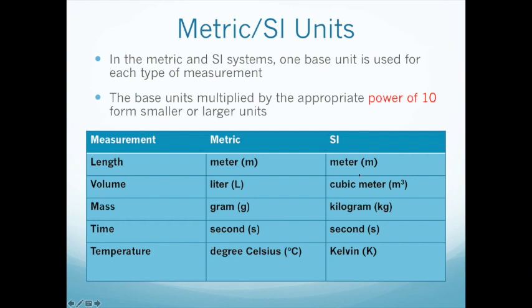And in SI, the only differences are, well, there's 3 differences. The cubic meter is used to represent volume, the kilogram is used to represent mass instead of grams, and the Kelvin is used to represent temperature instead of degrees Celsius. The difference between Kelvin and degrees Celsius is that Kelvin starts at absolute 0, and degrees Celsius starts at the freezing point of water, which is 273.15 Kelvin.